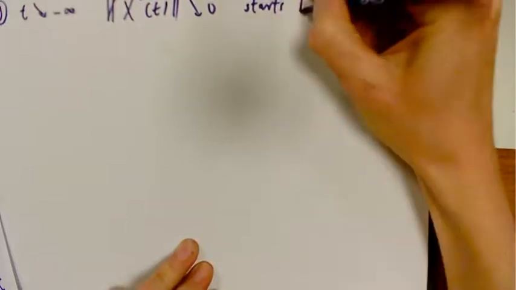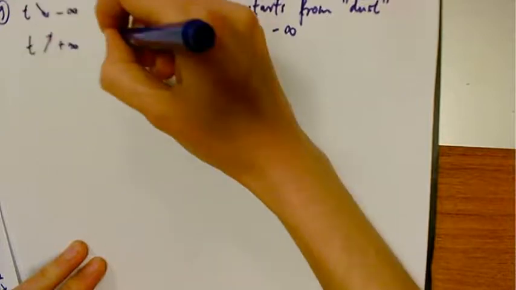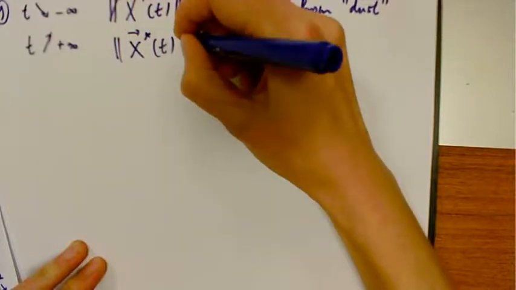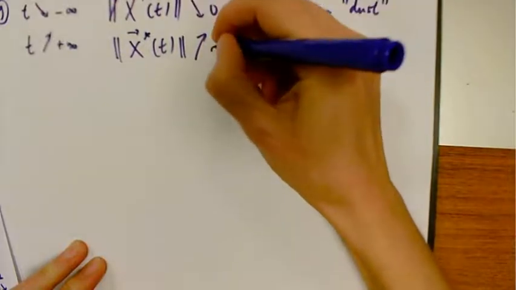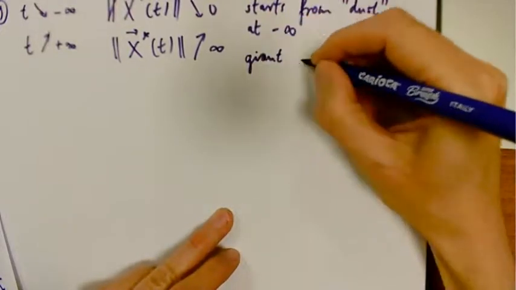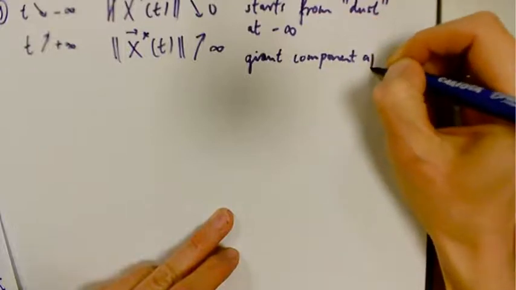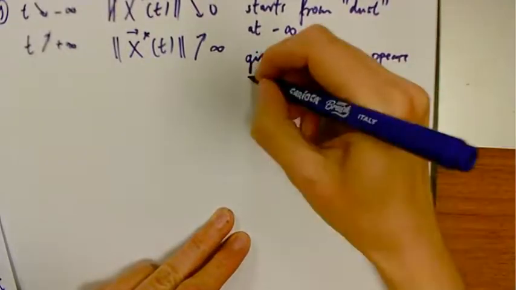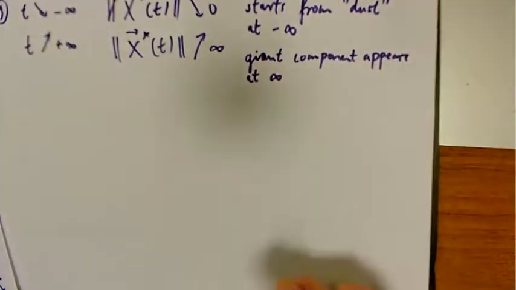And of course, if the coalescent were to start from 0, it would be just 0. Zero masses don't do anything. So somehow, it's an entrance law. It starts from dust at minus infinity. And of course, as t goes to plus infinity, the L2 norm goes to infinity. So a giant component appears at infinity.